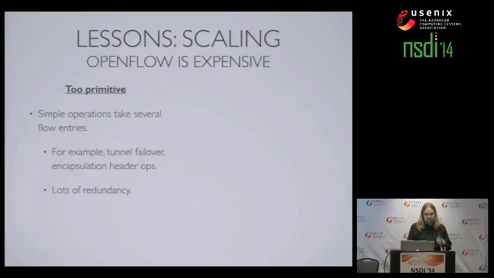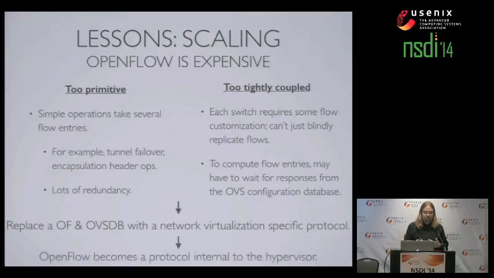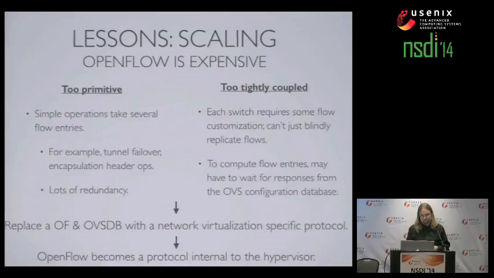And what's worse, the flow entries may be very redundant. OpenFlow is also very tightly coupled with the switch, and what I mean by that is that to compute some flow entries for the switch, it might require you to first interact over the OVS database protocol before you can produce these flow entries. So for these reasons, we are in the process of replacing OpenFlow and the OVS database protocol with something more specific to network virtualization. Now, it doesn't mean that OpenFlow goes away, it just becomes an internal protocol running inside the hypervisor.